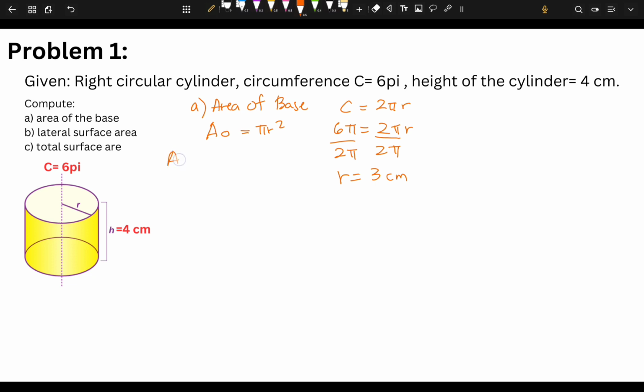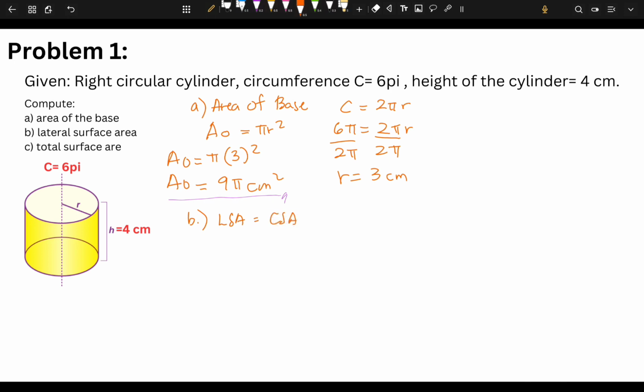So, by the area of circle, so we have pi. So, r natin is 3 raised to 2. So, area ng circle natin is equal sa 9 pi cm squared. So, cm squared kasi nga area. So, meron na tayong area ng ating base. Sunod natin is yung lateral surface area. Letter B. LSA or yung ating CSA.